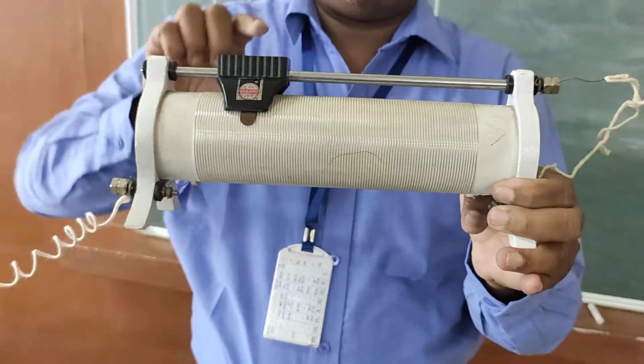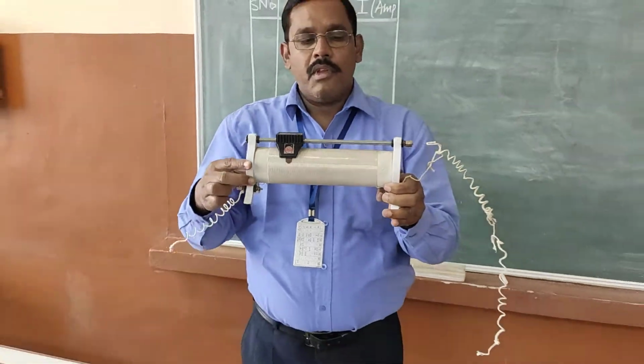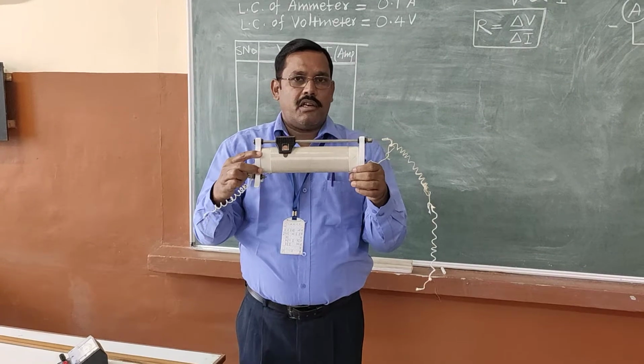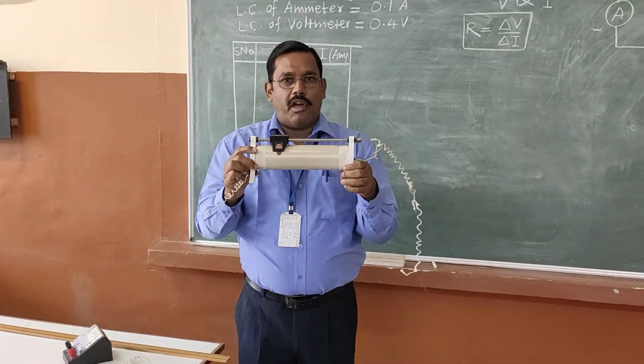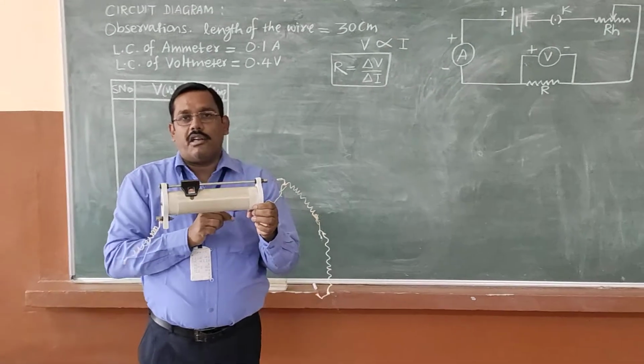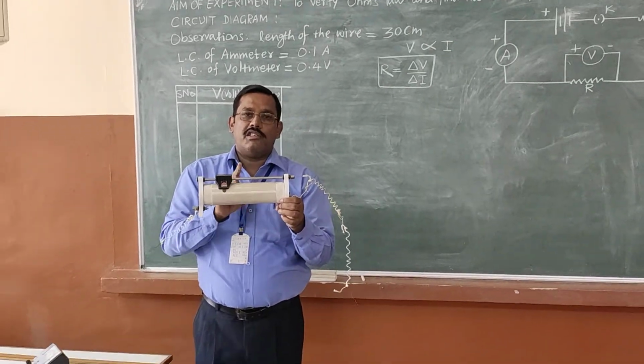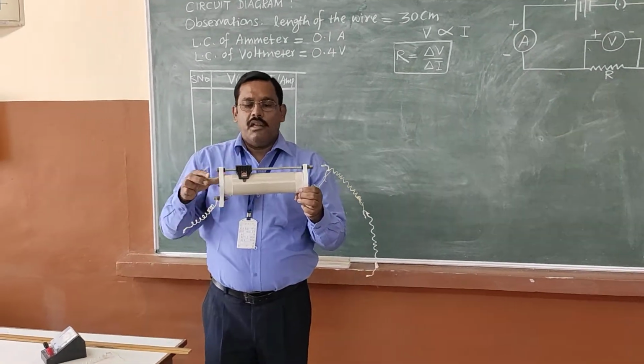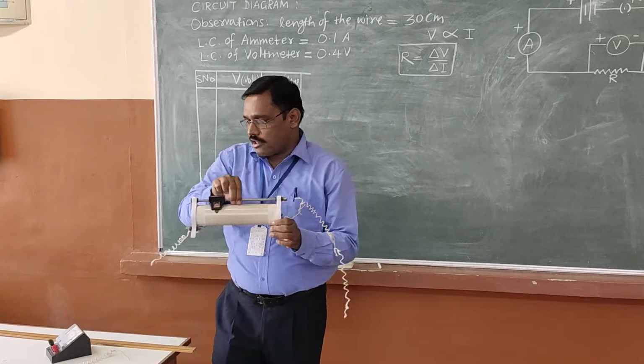So this is the variable resistance, known as a rheostat or current controlling device. We are changing resistance by it. In a fan, the regulator is the same as a rheostat; we are changing the resistance. So this is the rheostat.